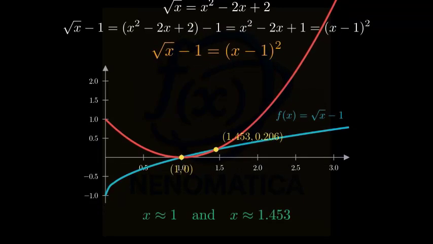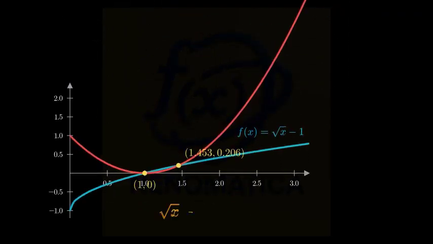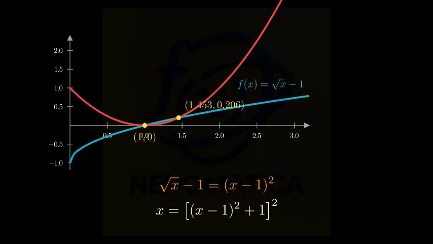From the geometric viewpoint, the solutions to the original equation are exactly these two x values, 1 and the approximate value we just found. Now, let us confirm this by an algebraic derivation. Starting from square root of x minus 1 equals quantity x minus 1 squared, square both sides to eliminate the radical. This yields x equals the square of quantity x minus 1 squared plus 1.